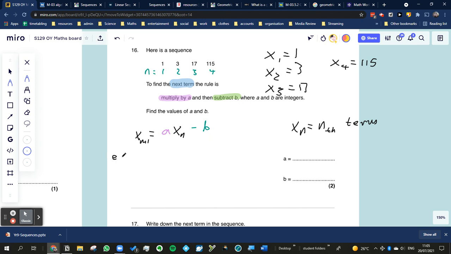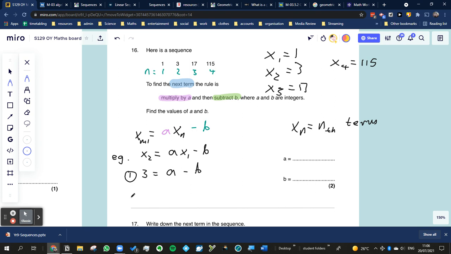So then we would go, for example, x2 is equal to a multiplied by x1 minus b. You can see that n plus 1 will just be 1 plus 1, so 2. We know what x2 is, it's 3. So therefore 3 is equal to a multiplied by x1, which is just 1, so a times 1 is a, minus b. Now we can't solve this problem because we've only got one equation and two unknowns. But this is going to involve simultaneous equations.